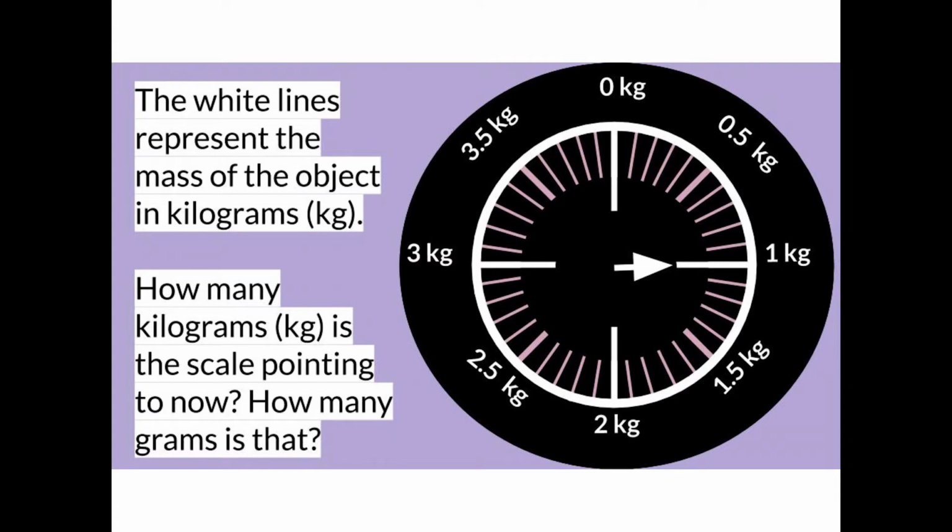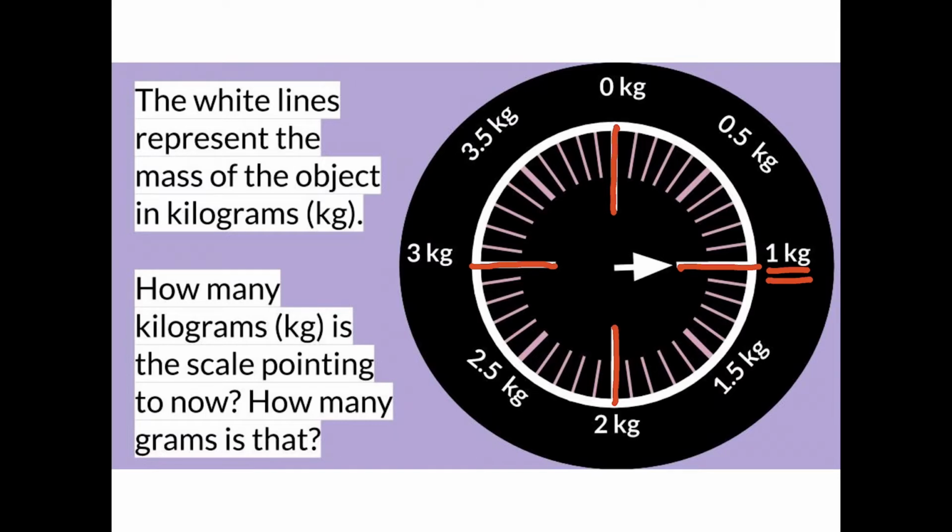These white lines here, these big ones right here, are kilograms. They represent kilograms. How many kilograms is the scale pointing to now? Well, it's pointing to 1 kilogram, right? How many grams would that be?